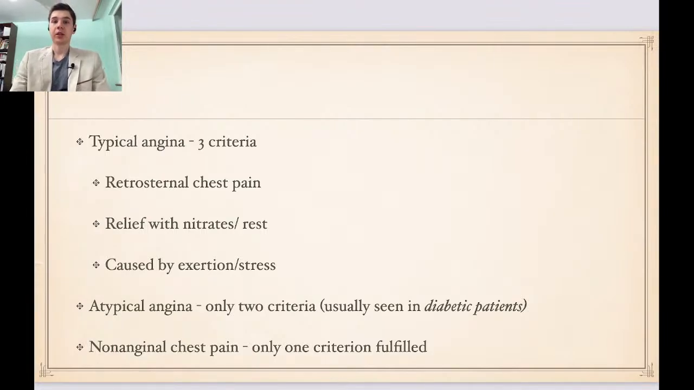Atypical angina, on the other hand, fulfills only two criteria. Some patients that usually have atypical angina are the patients with diabetes. They might present with retrosternal chest pain, and also it would be caused by exertion. More frequently, the diabetic patients lack the chest pain component due to the dysautonomy induced by hyperglycemia.